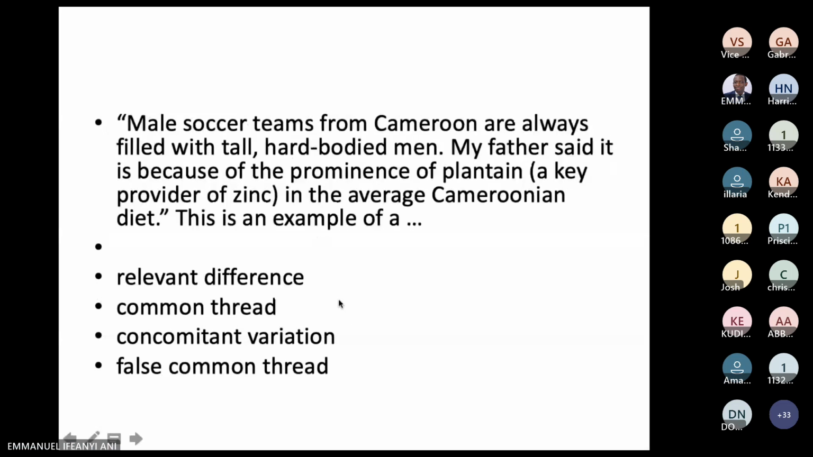Male soccer teams from Cameroon are always filled with tall, hard-bodied men. My father said it is because of the prominence of plantain, a key provider of zinc in the average Cameroonian diet. This is an example of a what?